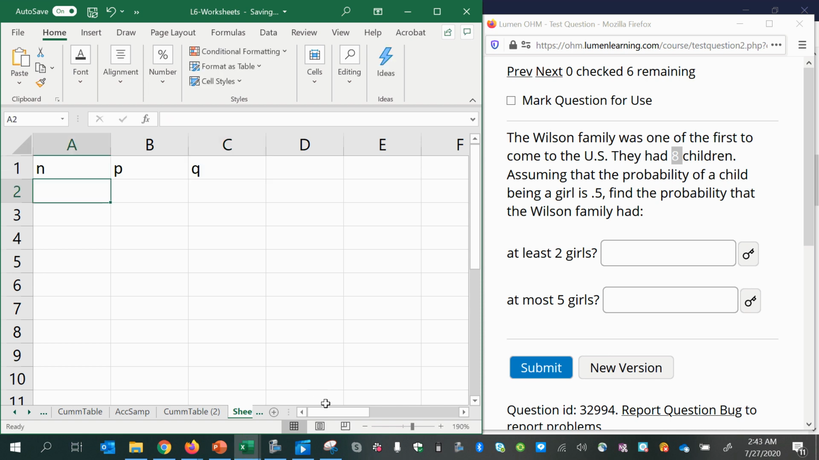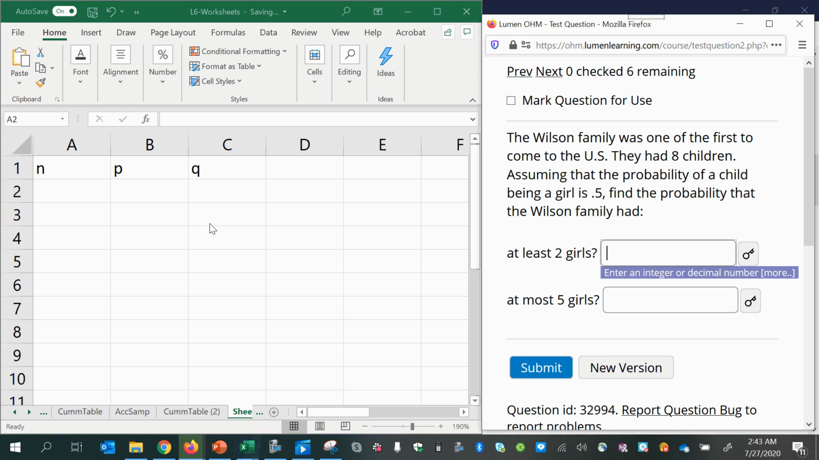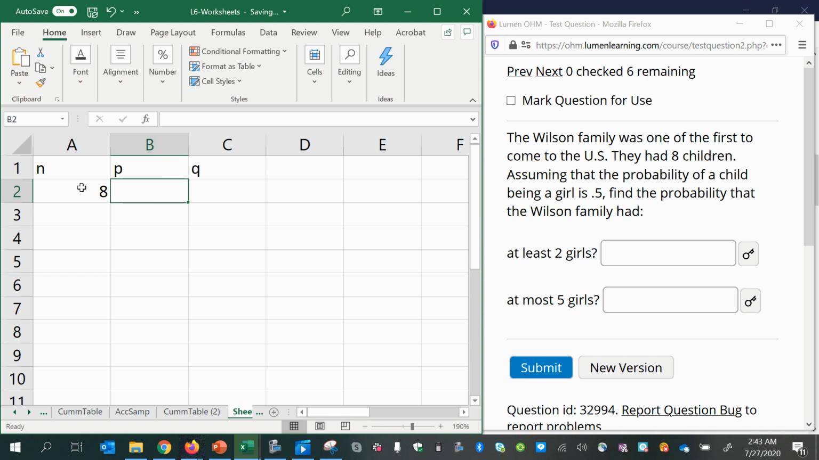We need our N, P, and Q. The N is that we have 8 children, that we're going to have 8 trials of different genders. So each time we have a child, we'll be looking at what the gender is, so that's why that's a trial. And then assuming that the probability of a child being a girl, if we're assuming a girl is a success, is 0.5. And of course, 1 minus 0.5 is 0.5. So now we have the building blocks we need to use the probability distribution function.